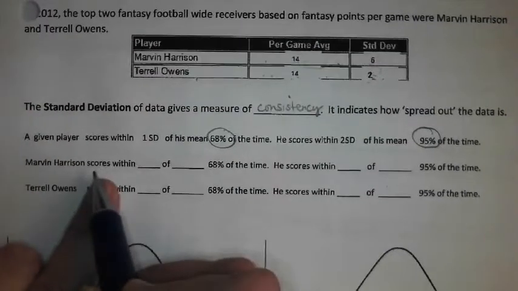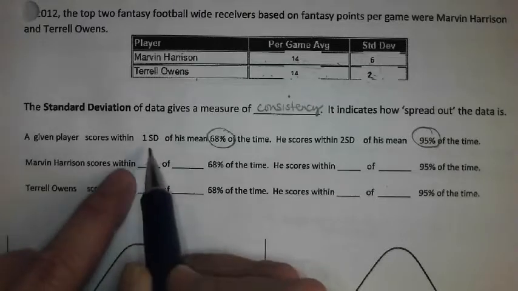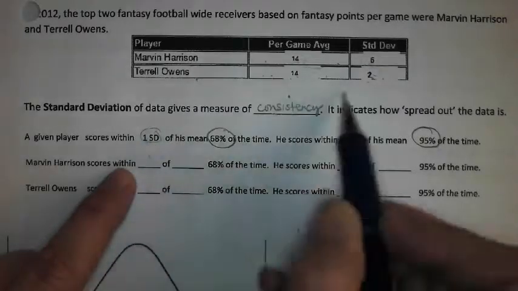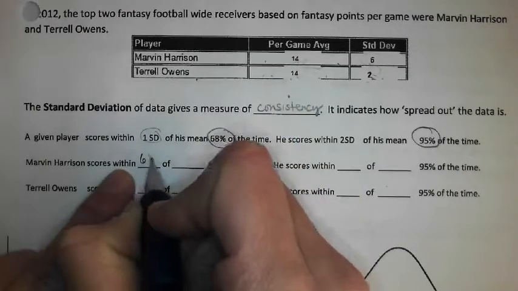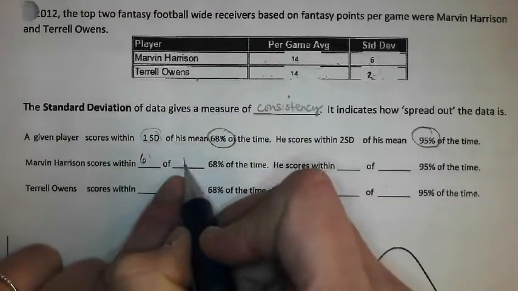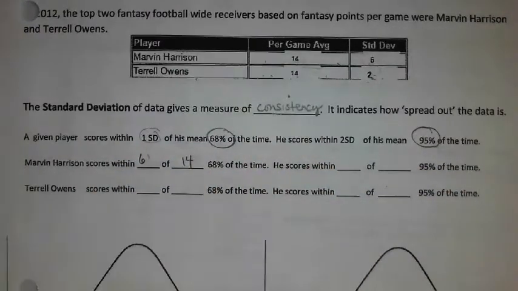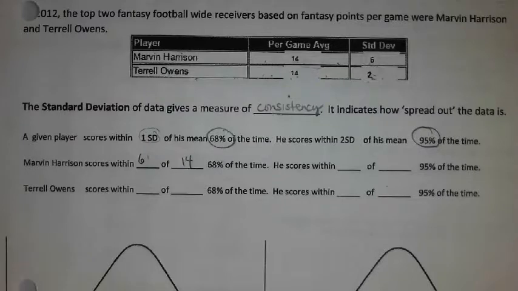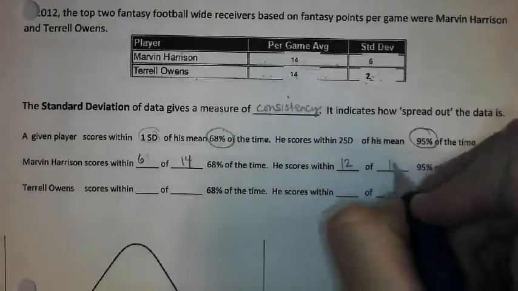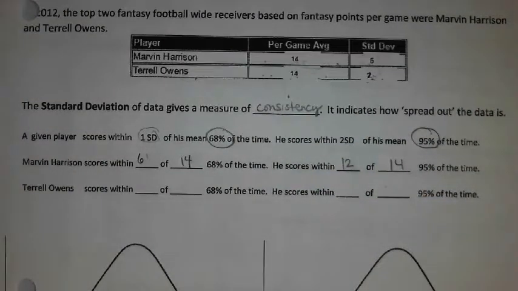So to fill in these numbers, Marvin Harrison's 1 standard deviation is 6. So 6 of 14, his average. He scores within 6 points of 14, 68% of the time. He scores within 12 points of the 14, 95% of the time. And this is a 95% confidence interval that we'll talk about.